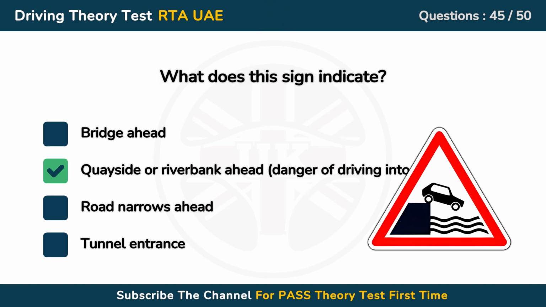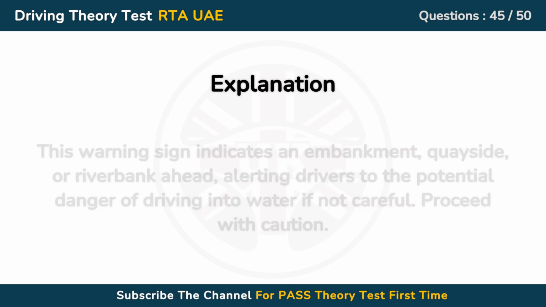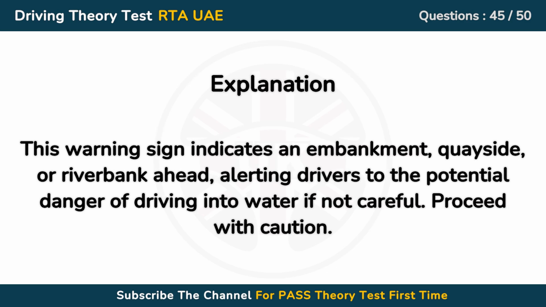Answer is B, quayside or riverbank ahead, danger of driving into water. This warning sign indicates an embankment, quayside, or riverbank ahead, alerting drivers to the potential danger of driving into water if not careful. Proceed with caution.